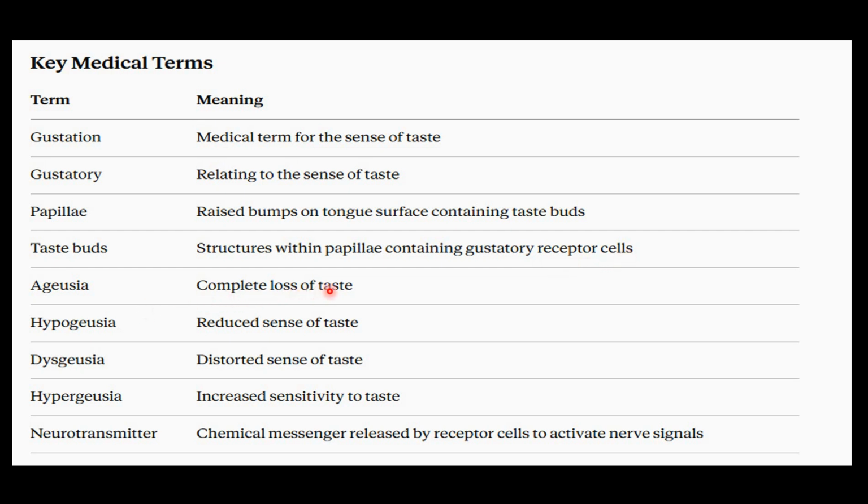Ageusia means complete loss of taste. Hypogeusia means reduced sense of taste. Dysgeusia means distorted sense of taste, which means metallic taste. Hypergeusia means increased sensitivity to taste, and neurotransmitters are the chemical messengers released by the receptor cell to activate the nerve signals. Okay, so these are all the things that we should know regarding the gustation system, or the gustation, the special sense of taste.